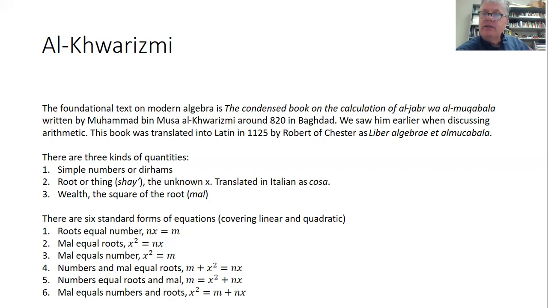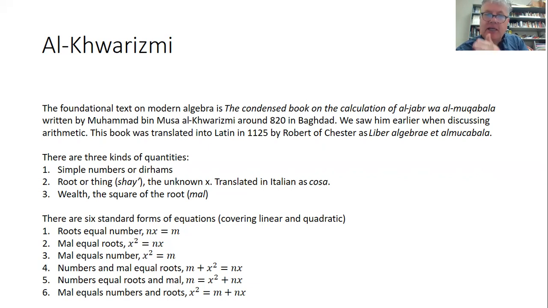Okay, so in this book, he only dealt with linear and quadratic equations. So that means there's only 3 different types of quantities. There's simple numbers like 2, 3, 4, etc. And he called them dirhams. So remember, dirhams was the currency, the coins that were used over there. Then the unknown was known as a root or a thing in Arabic, that's shay.